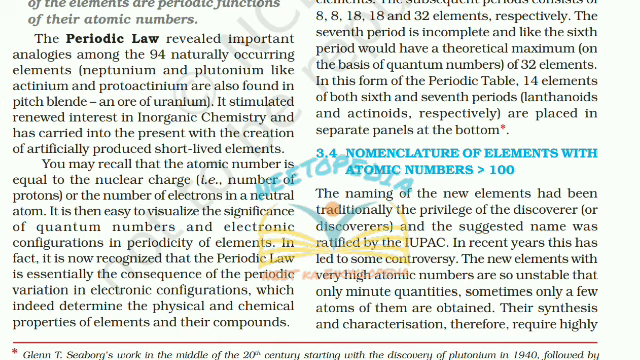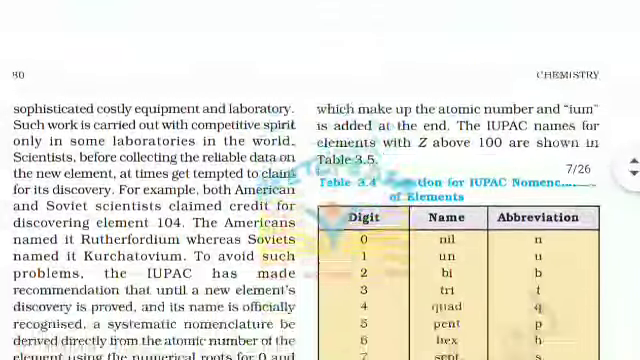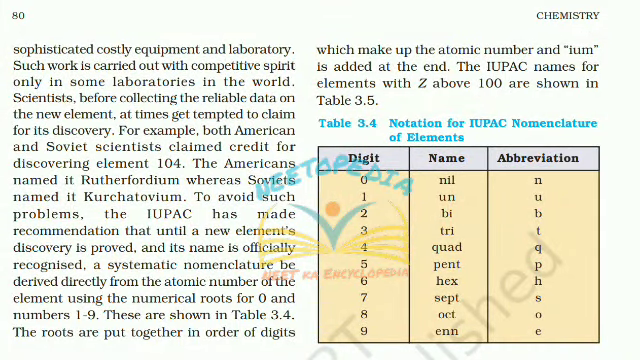The new elements with very high atomic numbers are so unstable that only minute quantities, sometimes only a few atoms of them, are obtained. Their synthesis and characterization therefore require highly sophisticated, costly equipment and laboratories. Such work is carried out with competitive spirit only in some laboratories in the world. Scientists, before collecting reliable data on the new element, at times get tempted to claim its discovery.